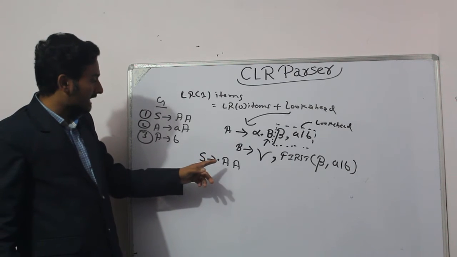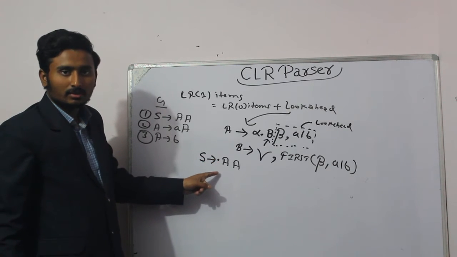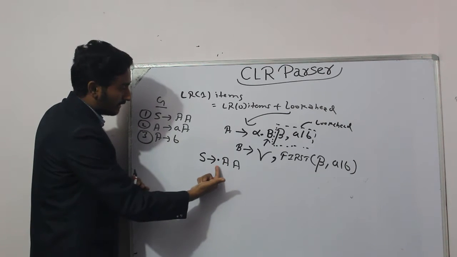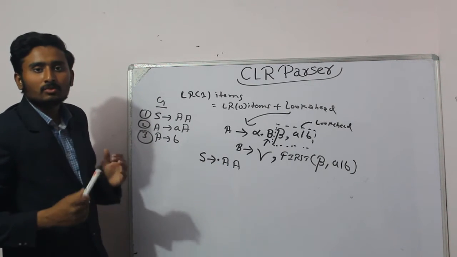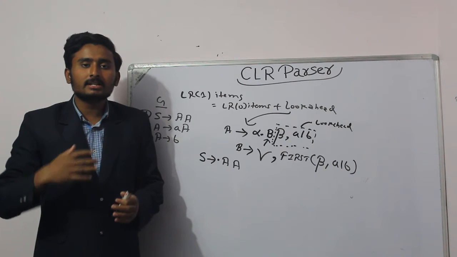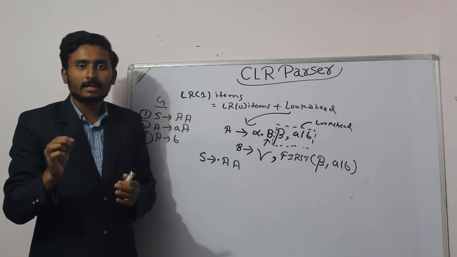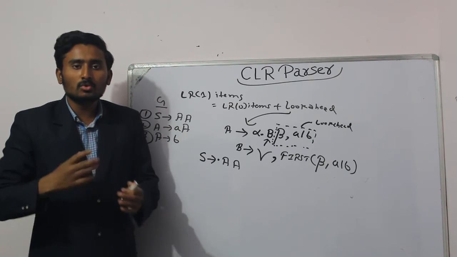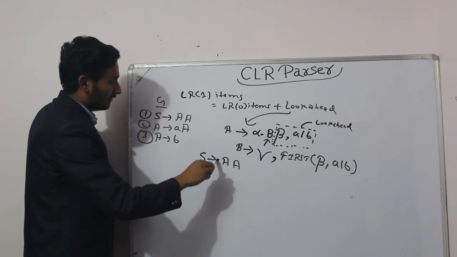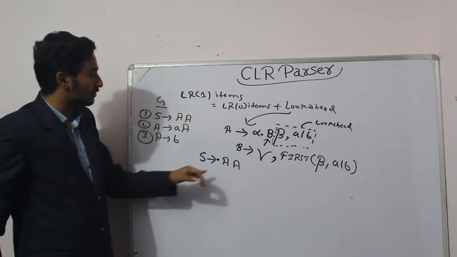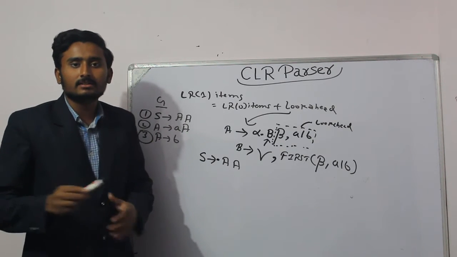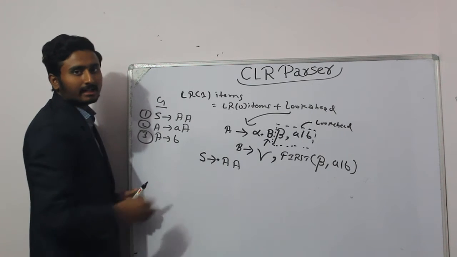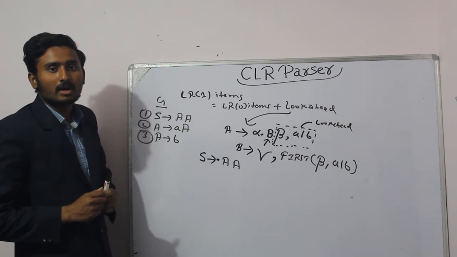When we are adding a dot to the left, we are just linking it, to have information or to know how many of the symbols have been scanned. Here it shows that none of the symbols is scanned. So this is about forming the LR0 items.